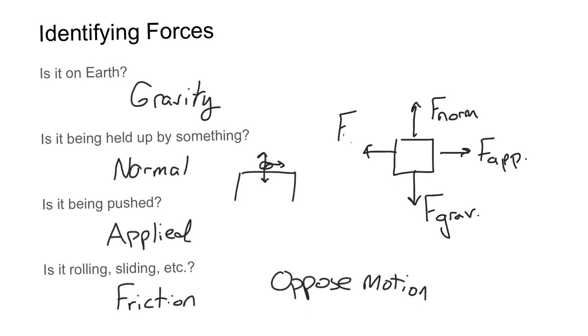Obviously, a ball rolling across the floor is probably not going to have as much friction as a book sliding across the floor. And so you've got to take that into account when you're drawing your force diagrams. But the force of friction is always going to oppose motion. We know that based on if it's rolling, sliding, or something like that. So this is how we identify forces and get our force diagram set up.